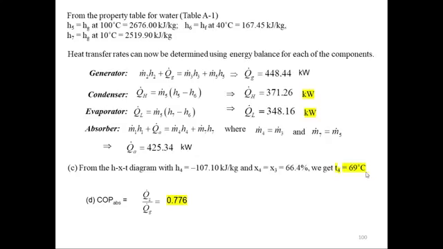Okay, now COP is Q dot L upon QG. So that is equal to 0.776. Once you take the QL value right here, and QG from there, 348.16 divided by 448.44, you get a COP value of 0.776. So it is higher as compared to a vapor absorption system without a heat exchanger.